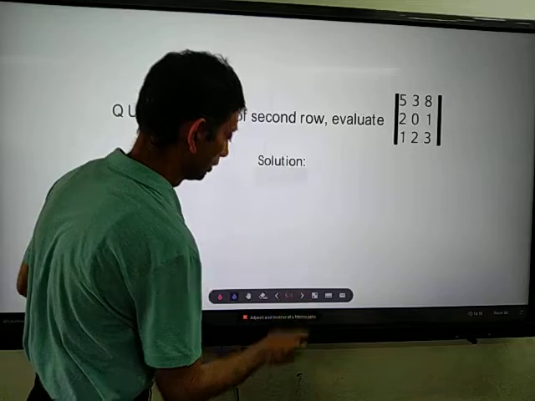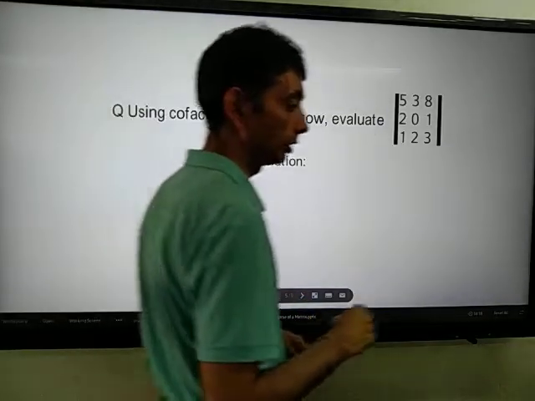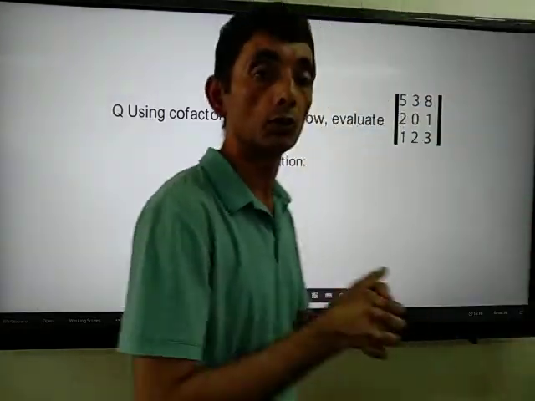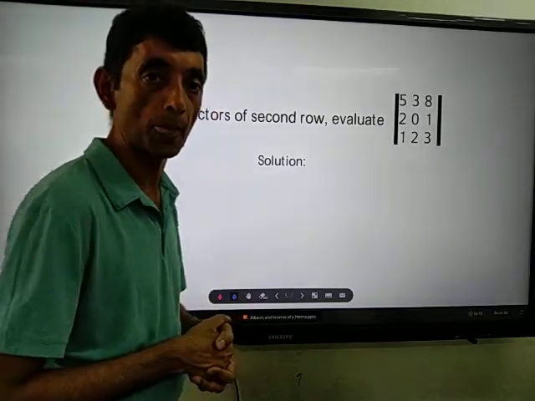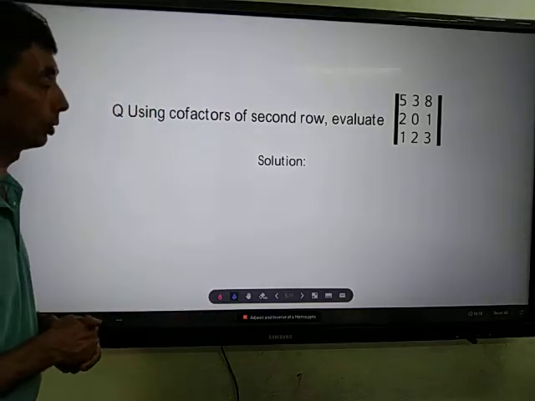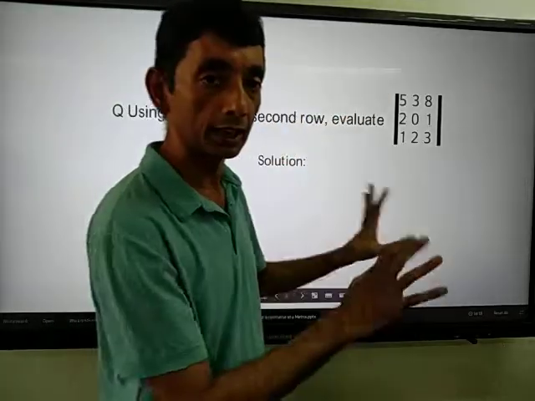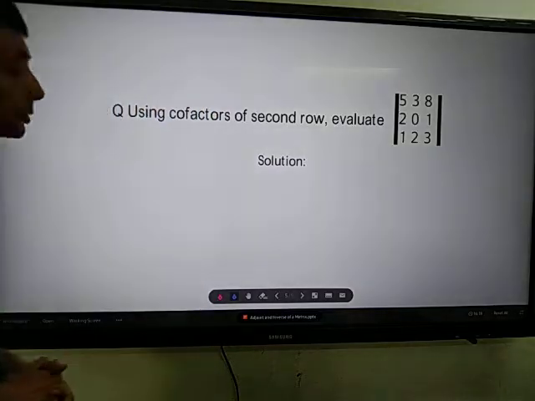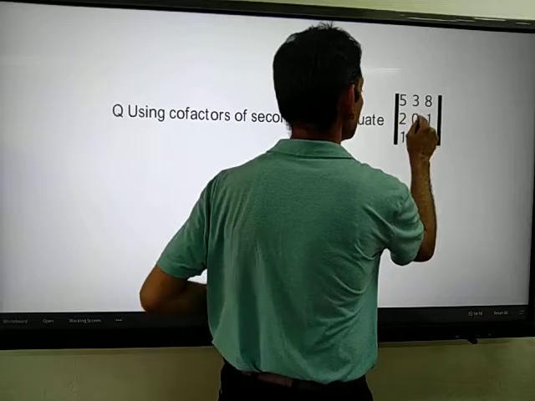Okay, let's see the next concept. Here we are going to discuss another very important concept: how to find the value of a determinant with the help of cofactors. So what is the question? Using the cofactors of the second row, there are 9 elements here, so we can find 9 cofactors. But the question is, using the cofactors of the second row, you need to find only the cofactors of this 2, 0, 1.